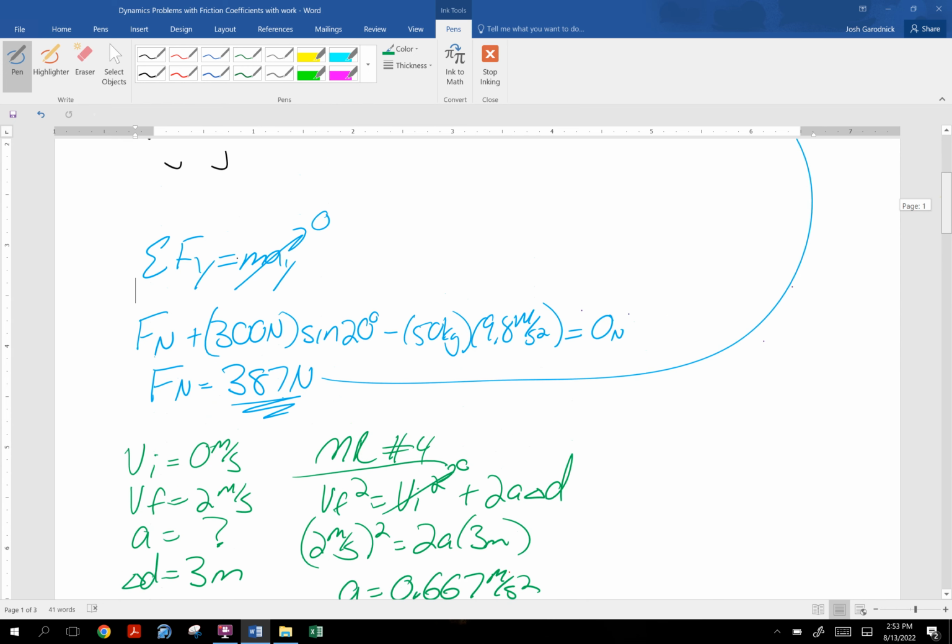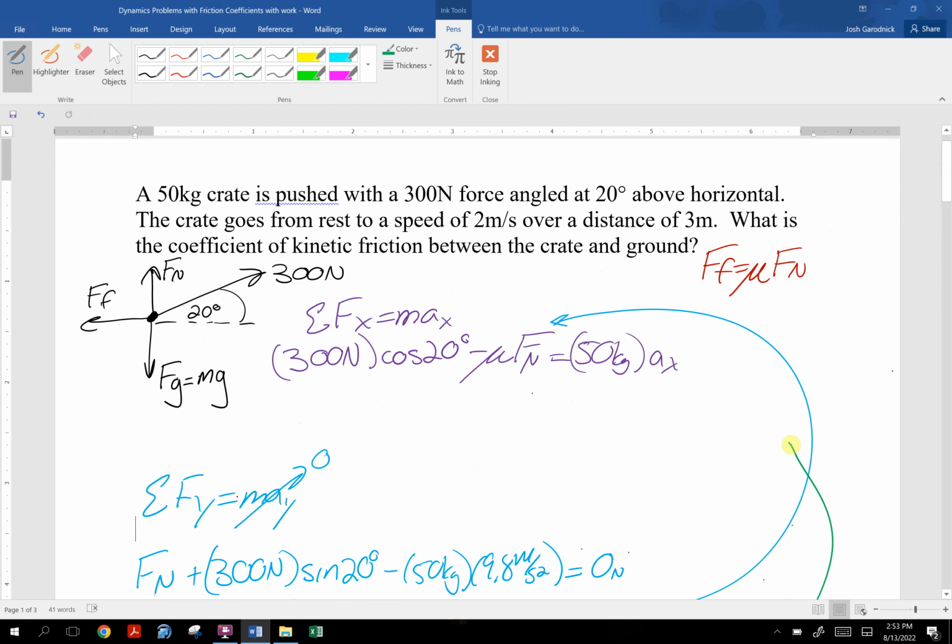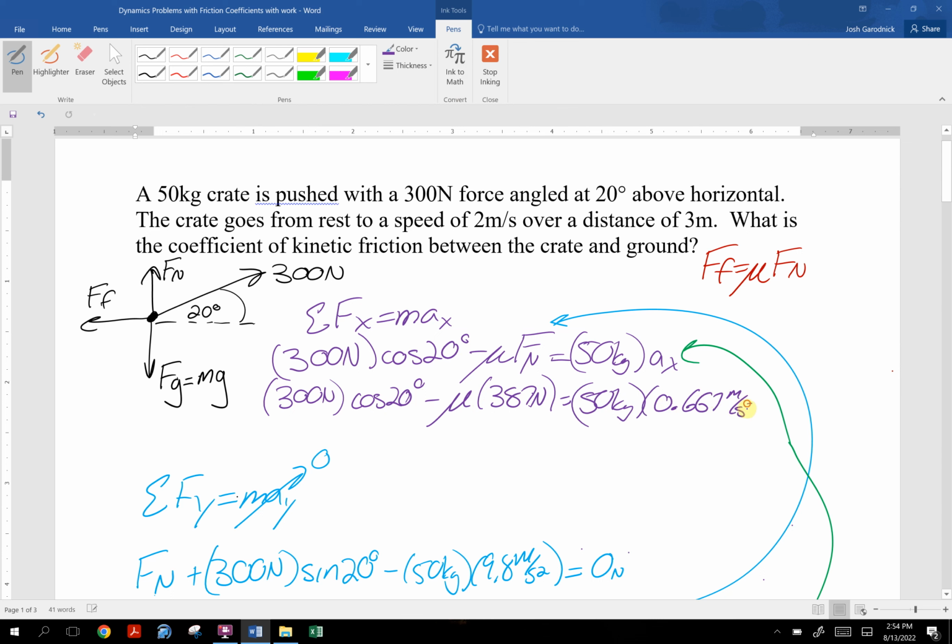Just kidding. All right, let's sub that back in way up here. There we go. And while I don't want to do this, I'm going to do it. 300 newtons, cosine 20 degrees, minus mu times the normal, which we found to be 387 newtons, equals 50 kilograms, times the acceleration, which we found to be 0.667 meters per second squared, and we get a coefficient of friction of 0.642, which is reasonable. Most of our coefficients will be less than 1.